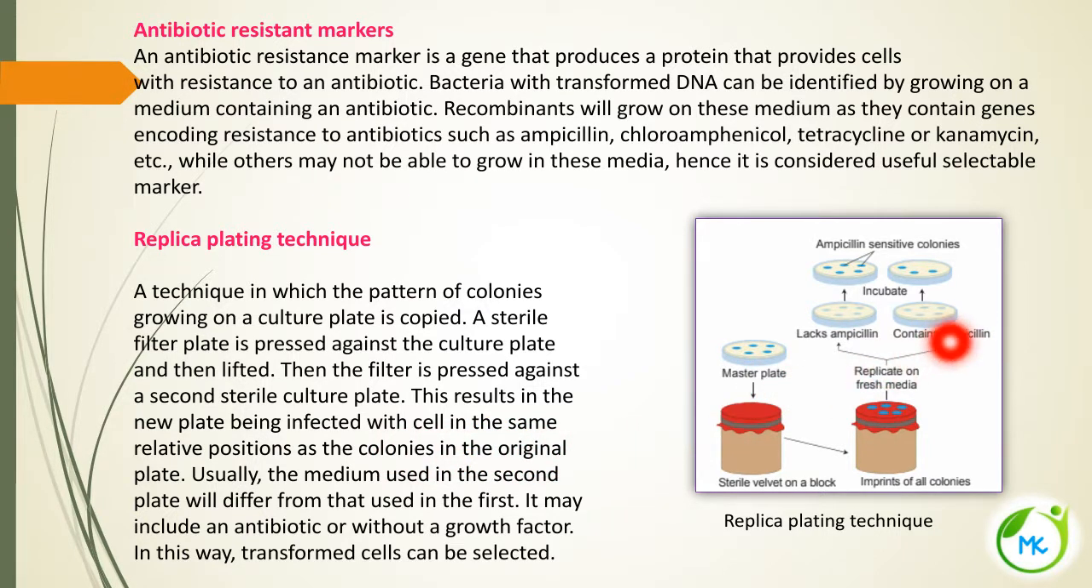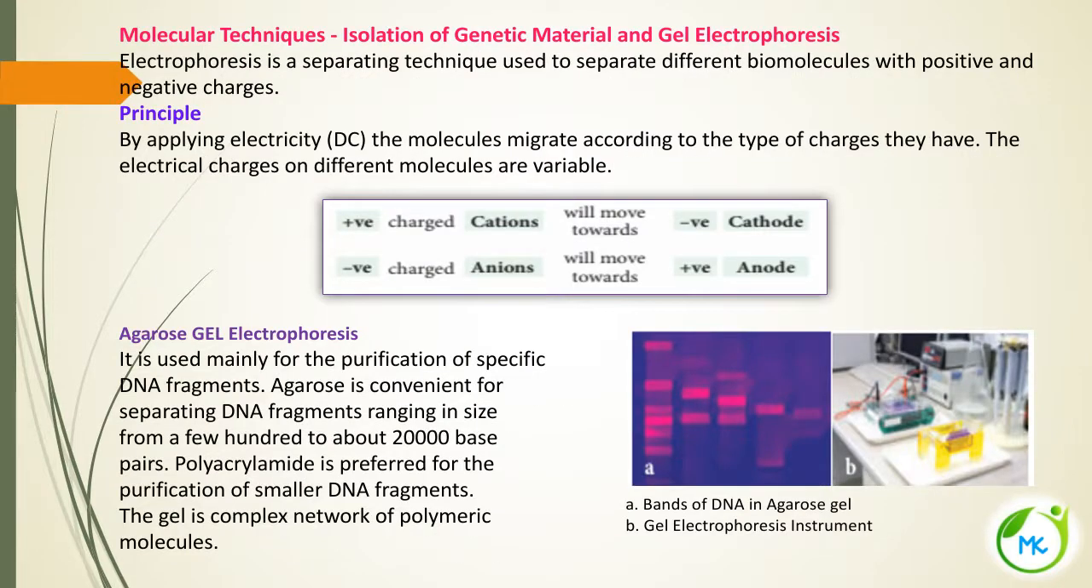And so if colonies are produced on the antibiotic-containing plate, we can understand that they are recombinants. So those cells can be selected when they are growing on a medium containing antibiotics; those cells can be selected as recombinants. So that's it about genetic engineering.